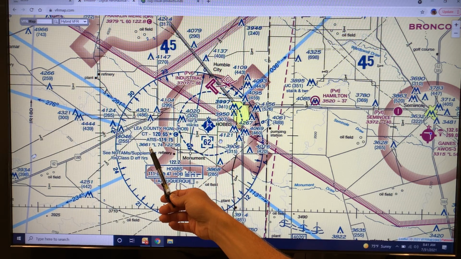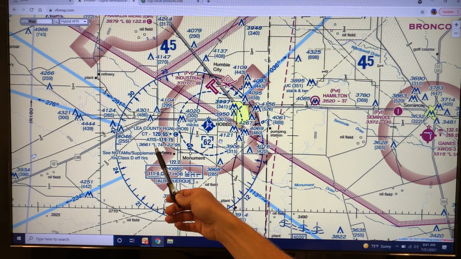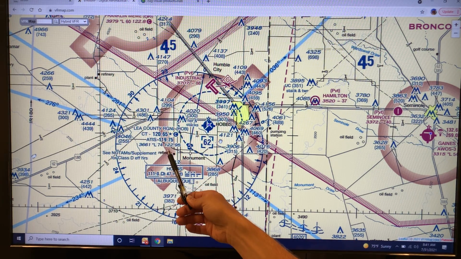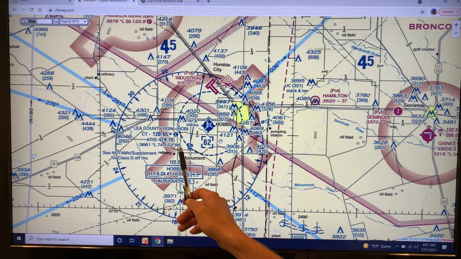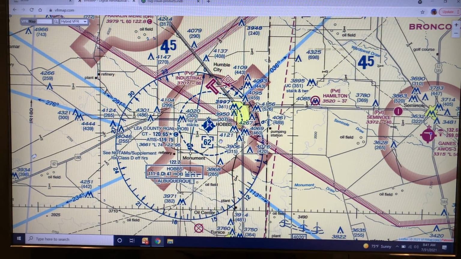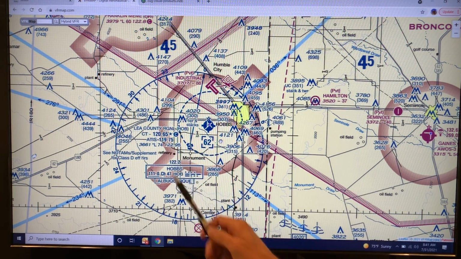Airport field elevation is 3661 feet. There is lighting, so there's lighted runways, or at least one of them. Longest runway is 7,400 feet. And I don't actually remember what this 122.95 is. I'm not sure what that is.